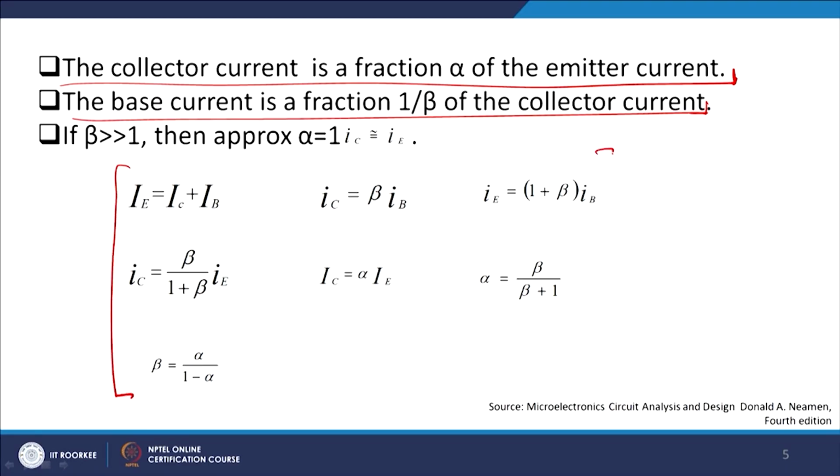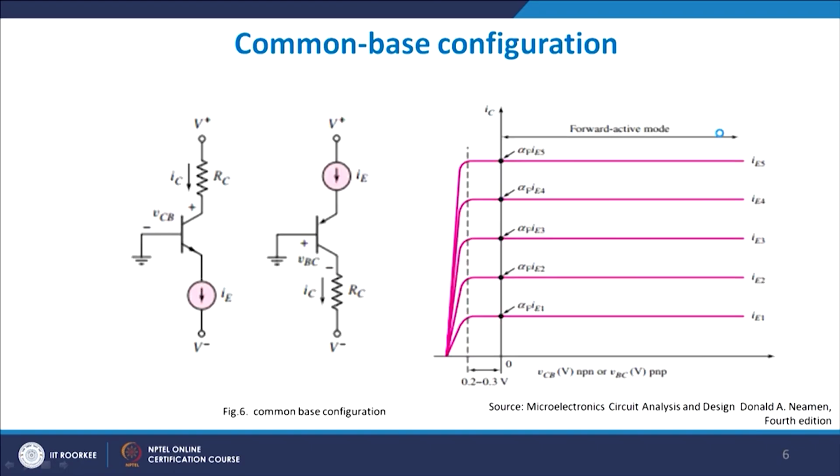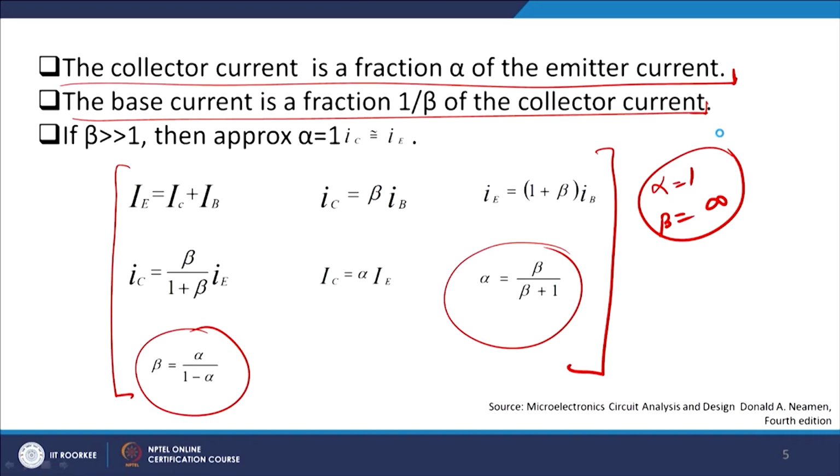These are a few important parameters found in the book also, out of which these two are quite important. I will not do a formal derivation here, I will leave it as an exercise for you, that alpha equals beta upon beta plus 1 and beta equals alpha upon 1 minus alpha. And therefore for alpha equal to 1, I get beta equal to infinity, an infinitely high value of beta.